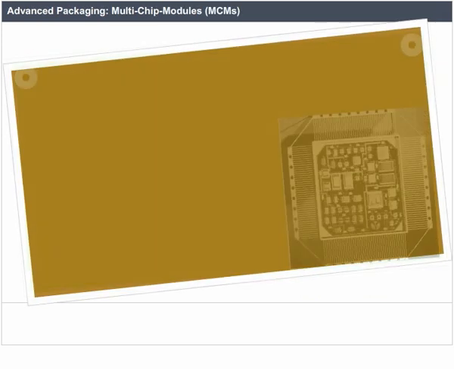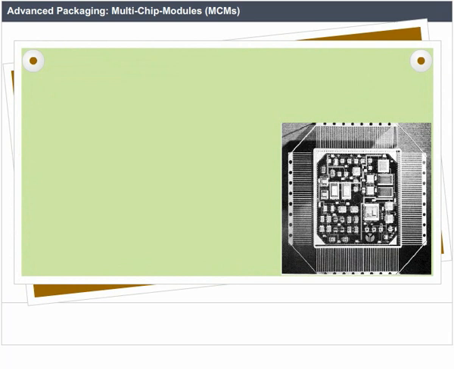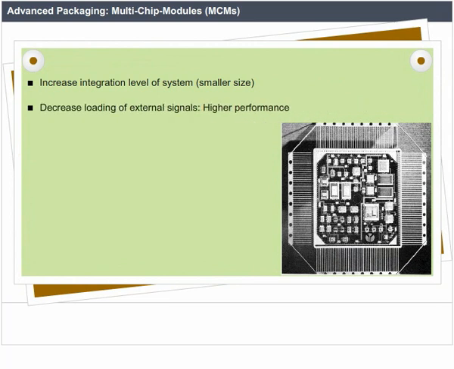Advanced packaging: multi-chip modules, MCMs. Increase the integration level of the system, smaller size. Decrease the loading of external signals, higher performance. No packaging of individual chips. Problems with known good die.